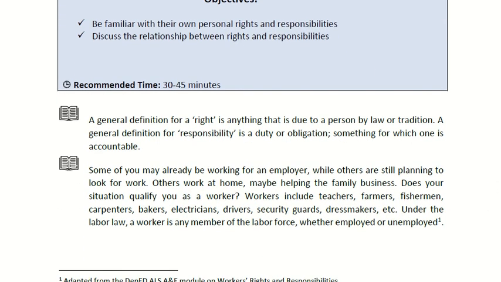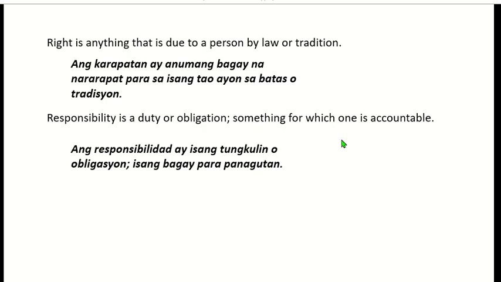A general definition for a right is anything that is due to a person by law or tradition. A general definition for responsibility is a duty or obligation, something for which one is accountable. So, tignan natin to. So, anong sabi natin kanina? Right is anything that is due to a person by law or tradition. So, ang karapatan ay anumang bagay na nararapat para sa isang tao ayon sa batas o tradisyon.